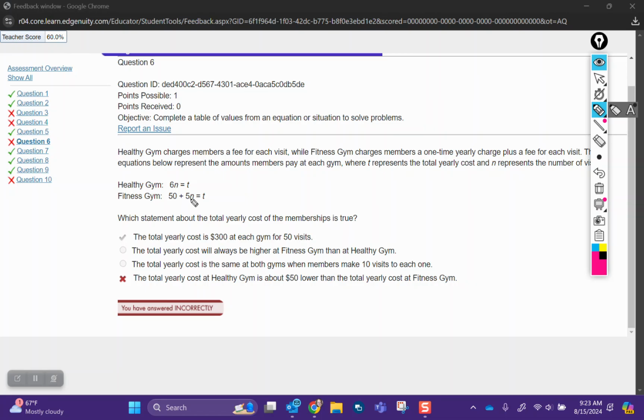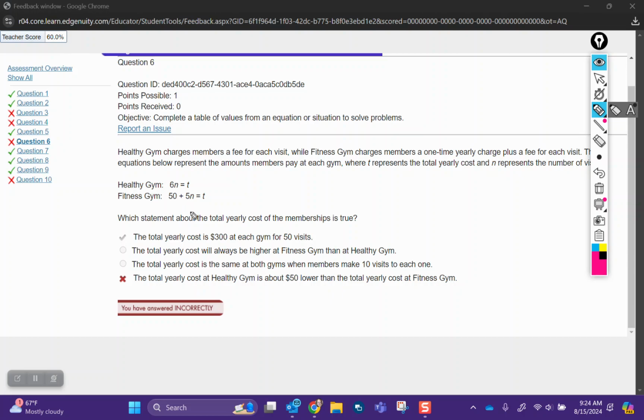So what happens is that Fitness Gym is more expensive to start because you have this $50 fee that you have to pay in the beginning. However, after a certain number of visits, Healthy Gym will become more expensive because the extra dollar you're paying per visit will finally outweigh or offset this $50 fee that you had to pay at Fitness Gym.